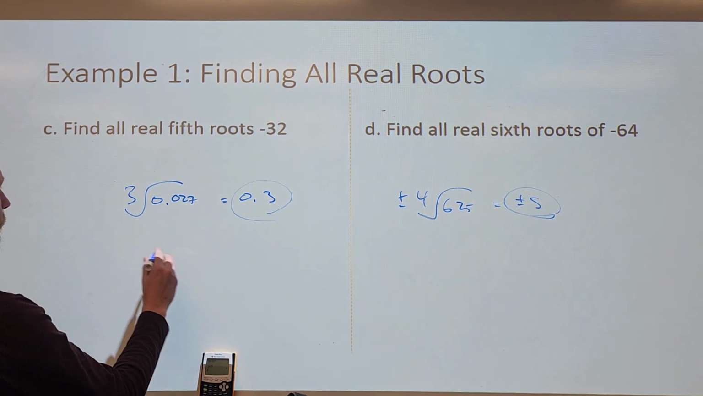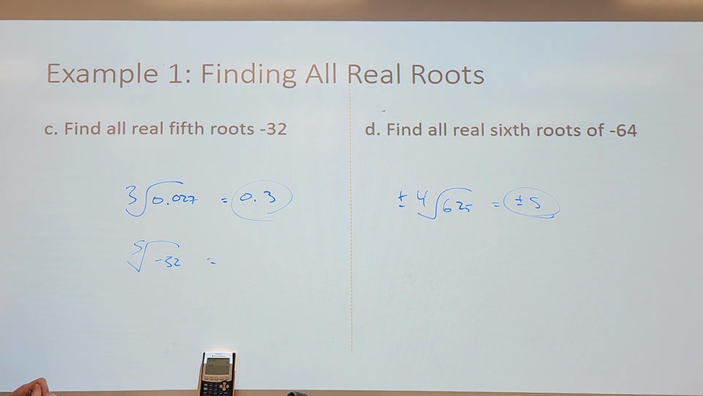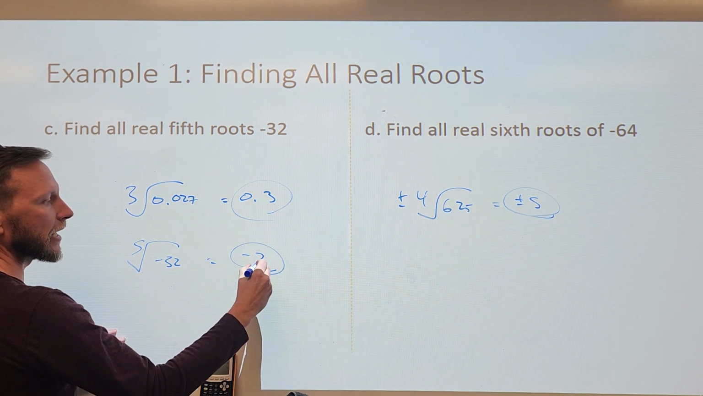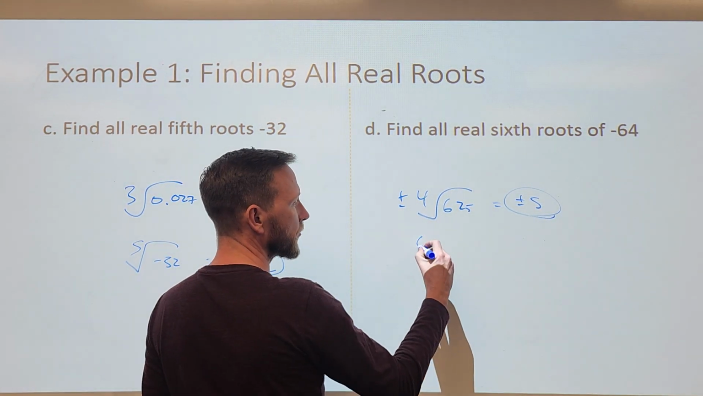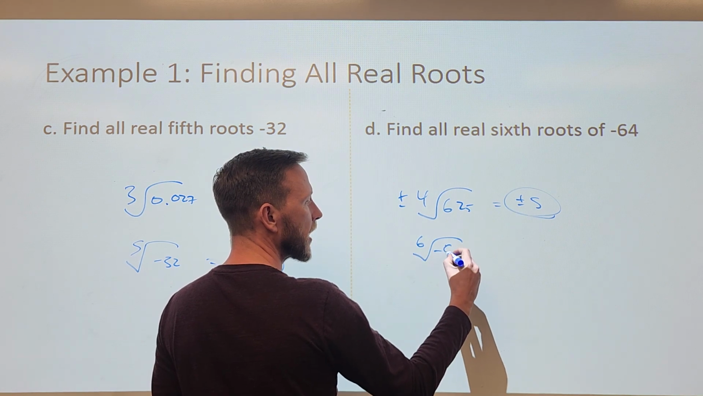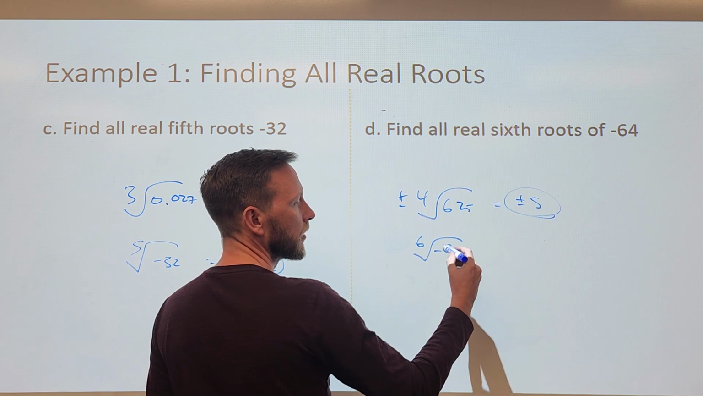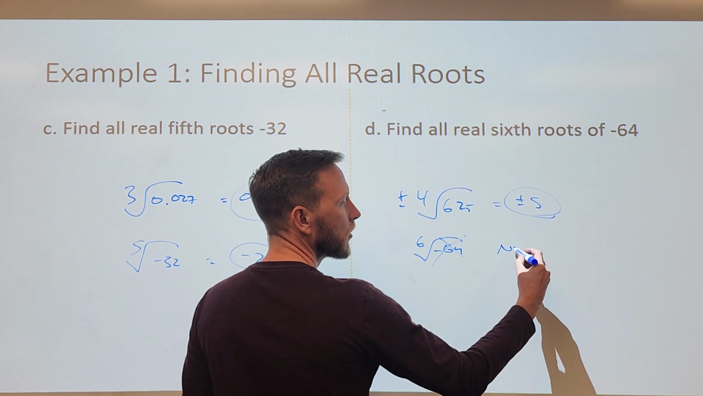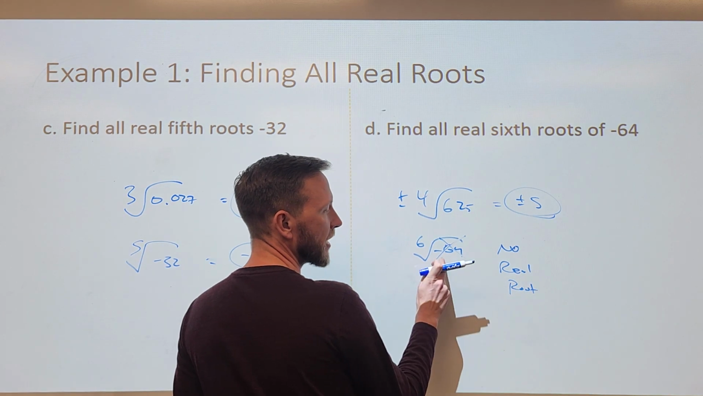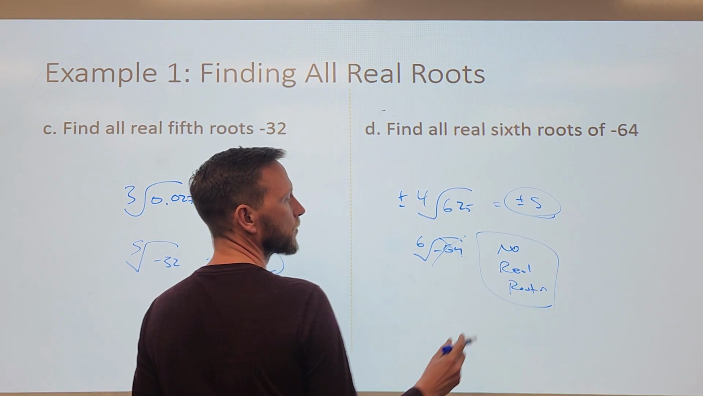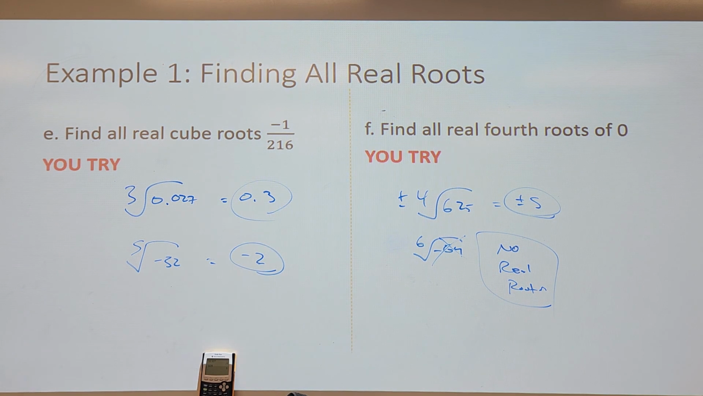For this, the fifth root of negative 32, if you're using your calculator, you're going to get an output of negative 2. The real sixth roots of negative 64: are there positive and negative? Oh, this is a negative number? There are no real roots because we have a negative radicand, no real roots for the sixth roots of negative 64. All right, moving on.